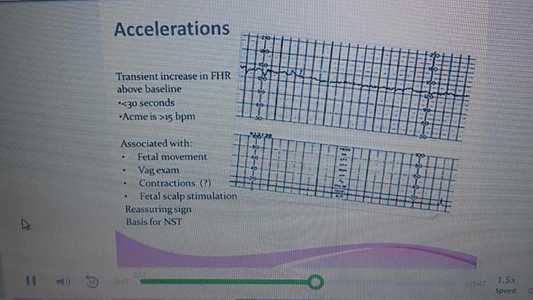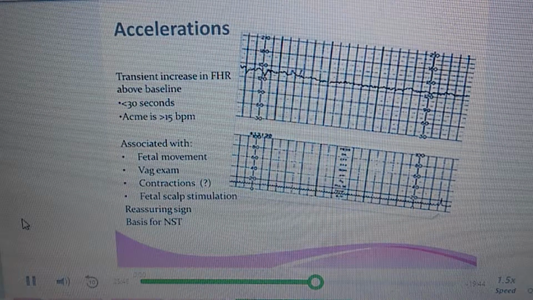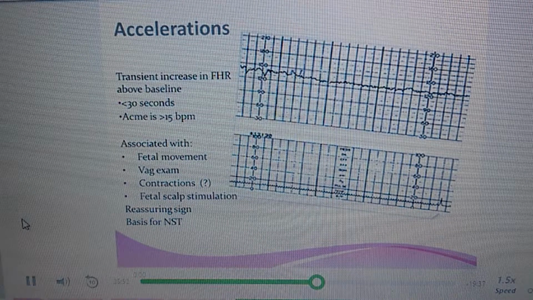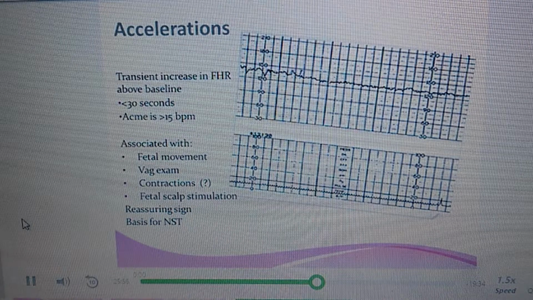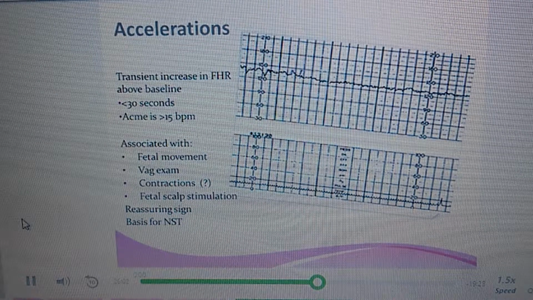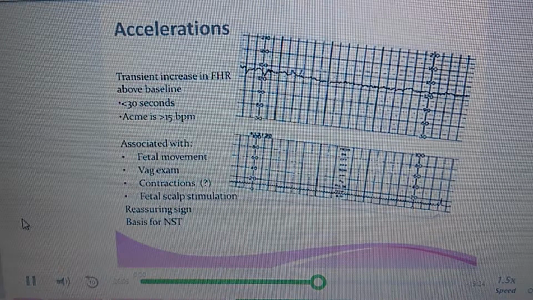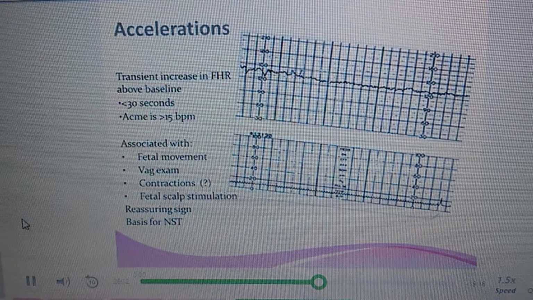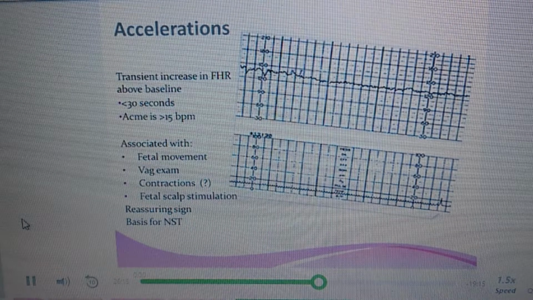Accelerations can be associated with fetal movement. When a mom has a vag exam and the doctor touches that head, that stimulates a response that can cause the heart rate to go up. Sometimes contractions will cause that excitability that will cause the heart rate to go up. This is a reassuring sign within a fetal heart rate. Okay, when a heart rate goes up and you have accelerations, this is a reassuring fetal heart rate.